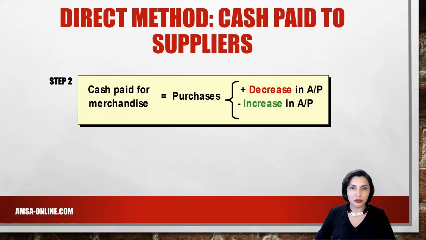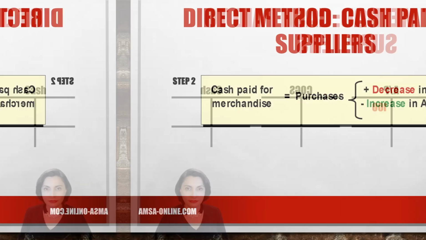When accounts payable increase during the year, purchases on accrual basis are higher than they are on a cash basis. As a result, the company deducts from purchases the increase in accounts payable to arrive at cash payments to suppliers. If cash payments to suppliers exceed purchases, we add to purchases the decrease in accounts payable.